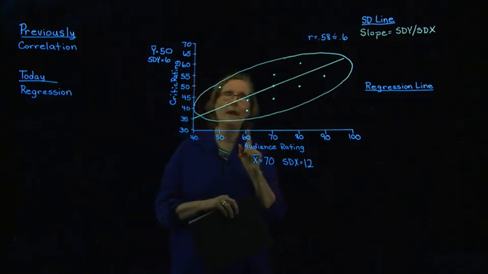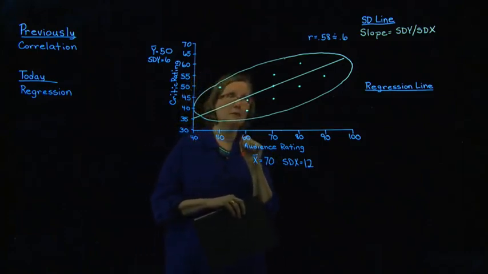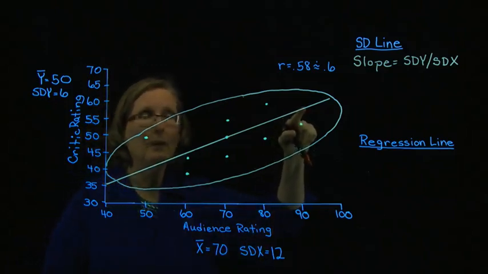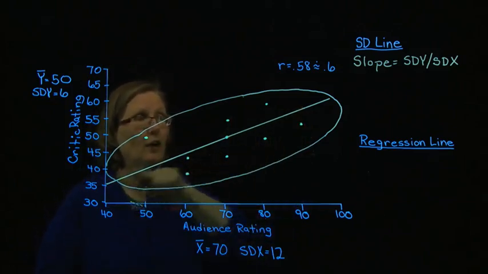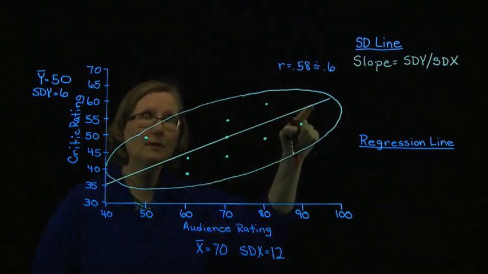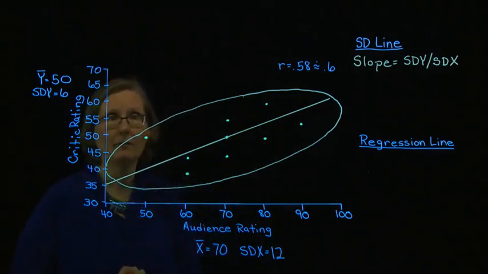Now think about what that means. If each of our variables has a bell-shaped distribution, then if a point is 2 standard deviations above, it's at the 97.5th percentile. So if you're on that SD line, it means you scored at the same percentile on the x variable and the y variable.